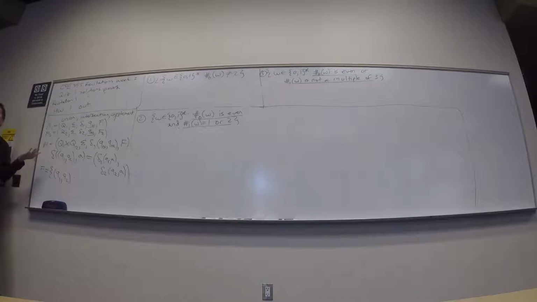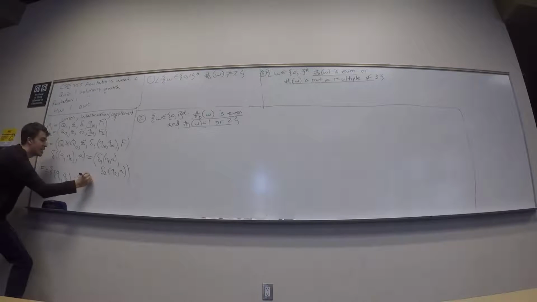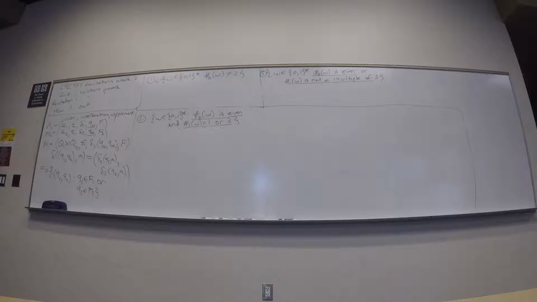At least one of them, right? Because if Q1 accepts, then that must have meant that the first machine accepted, which means it's in the union. If it's the second machine that accepted, then we're good. If it's both, then we're definitely good. So I want Q1 to be in the first set of final states, or the second one to be in the second set of final states. So Q1 is in F1, or Q2 is in F2. So this is the construction that we've seen in class.